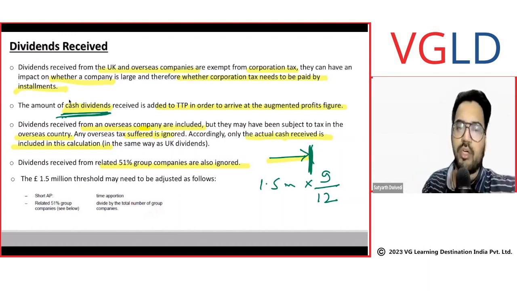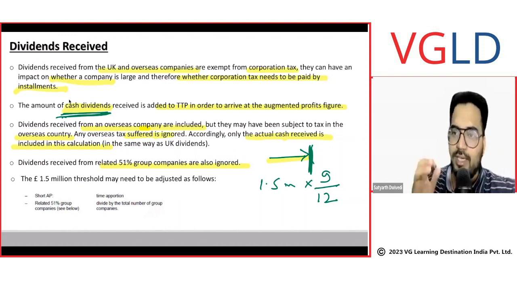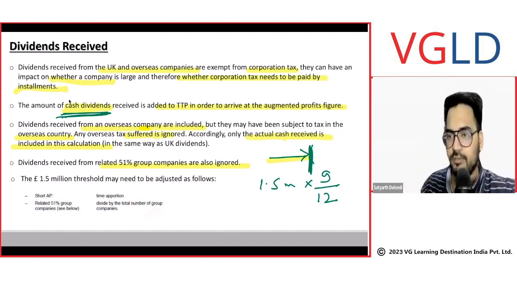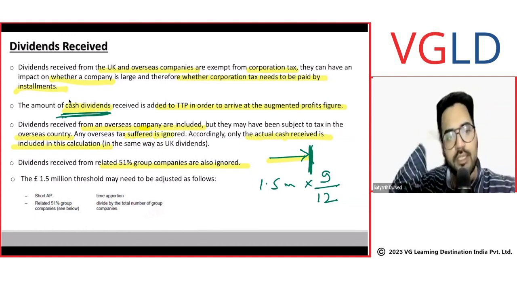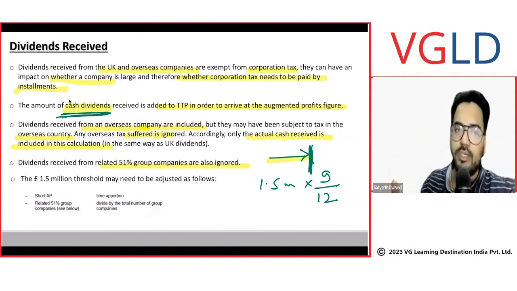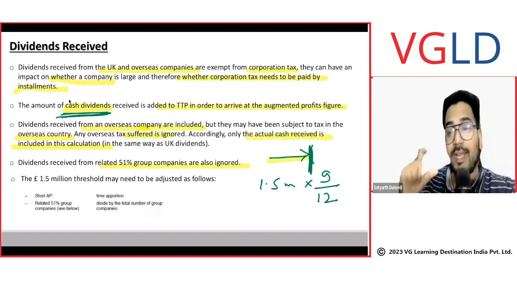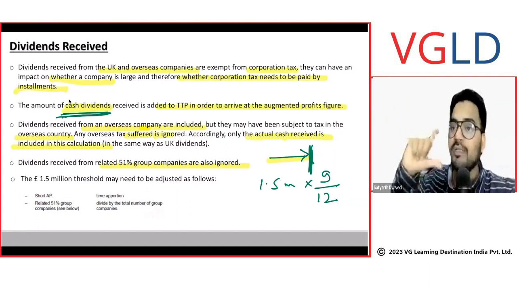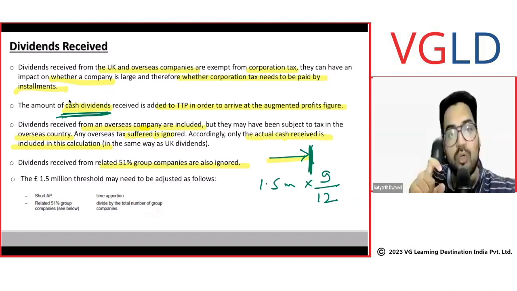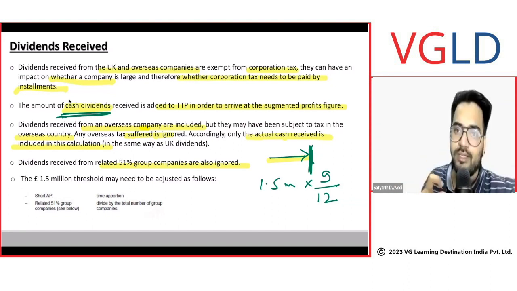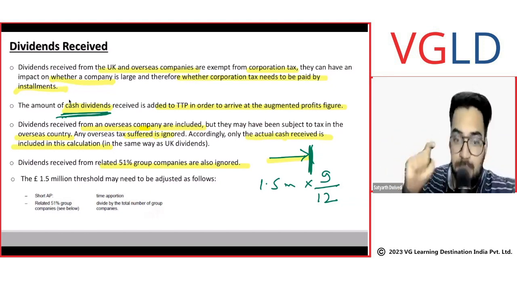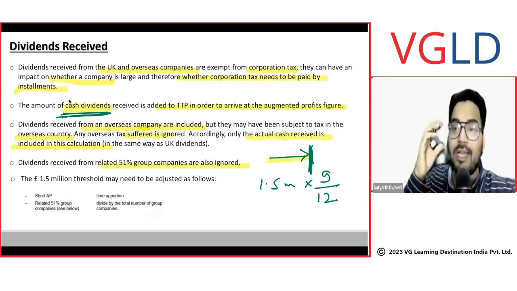For calculation of your TT, this augmented profits, any dividend that you receive from overseas companies is included. Where does it say that it will be excluded? So what they are trying to emphasize is that the cash part is going to be included. They're exempt from corporation tax. There is no tax on that. But to calculate this threshold, you have to include it. Okay. It is exempt. It will not be taxed. But to calculate this threshold, so that you know whether you are a large company or not.